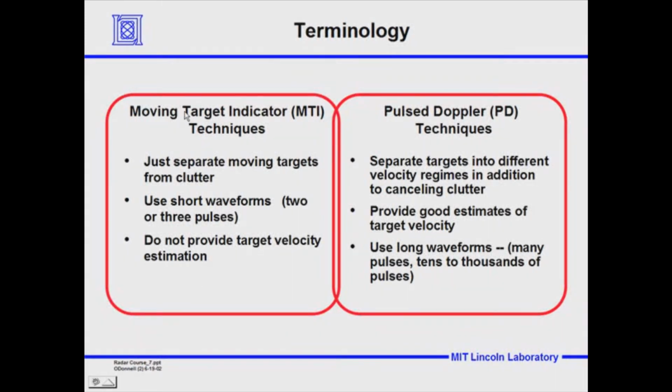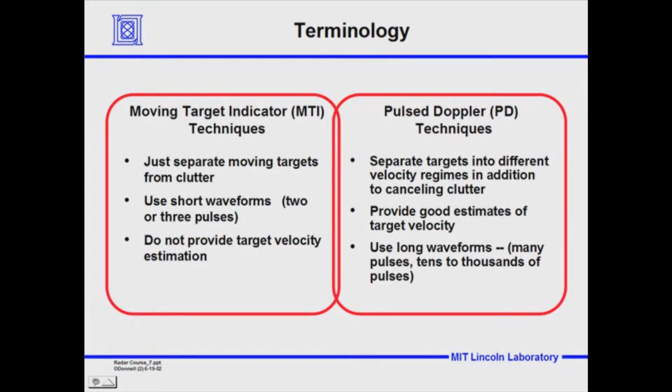Generally speaking, MTI techniques just separate moving targets from the clutter. Okay? They use what I'd call high-pass filter techniques. They're techniques that reject low frequencies where the Doppler would be 0 or close to 0, like ground clutter, and they pass moving targets. They use just a couple of pulses to do this, 2 or 3 typically, and they use short waveforms, and they do not provide an estimate of the target's velocity.